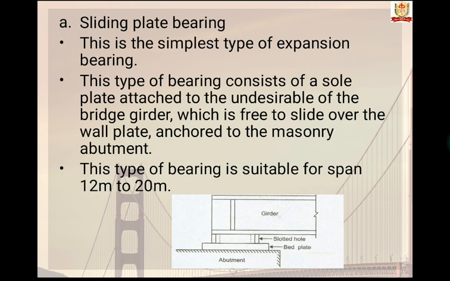The first type of expansion bearing is the sliding plate bearing. This is the simplest type of expansion bearing. This type of bearing consists of a sole plate attached to the underside of the bridge girder, which is free to slide over the wall plate anchored to the masonry abutment. This type of bearing is suitable for spans of 12 to 20 meters.